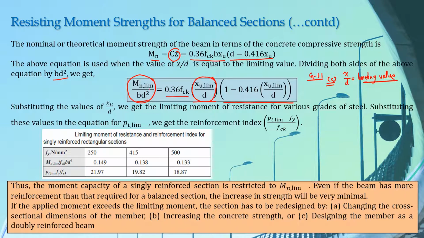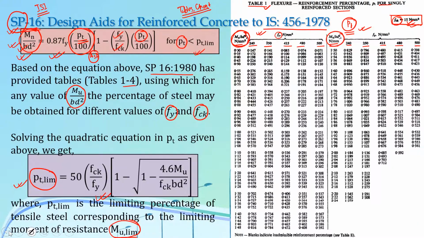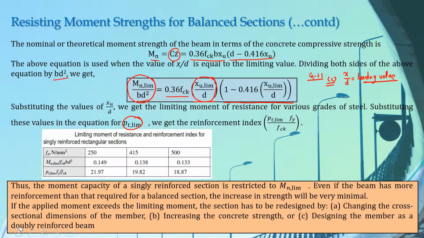Similarly, by substituting the value of this Mn limiting by Bd square, we can get the value of Pt limiting. So you can see in our previous lecture here, if we substitute the limiting values of Mn by Bd square, then we can get the limiting value of Pt also. So if you do all these things, you will get one table here. This table is frequently used in our numerical process, so just remember. You do not need to memorize the values. We will refer to this table time and again.